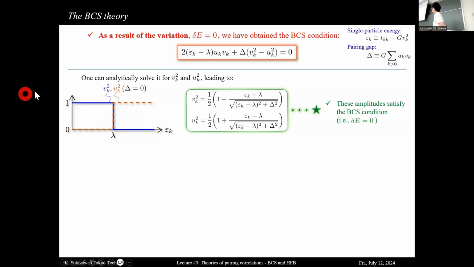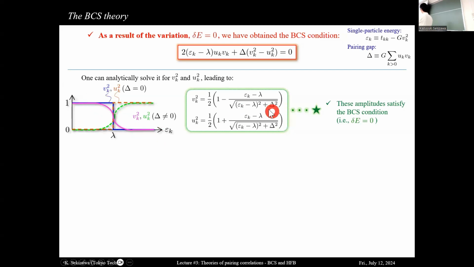So now, as you can see, without pairing correlation, delta, the occupation and unoccupation probabilities have a step function form. So it is just like a normal fermionic occupation. But when delta becomes finite, then this distribution takes this form.